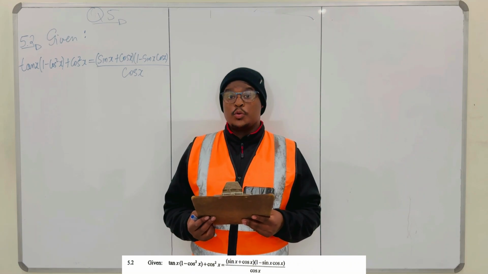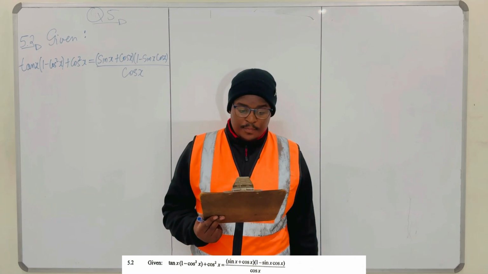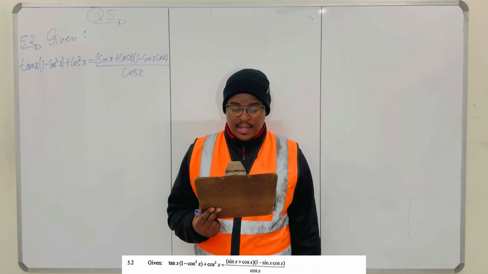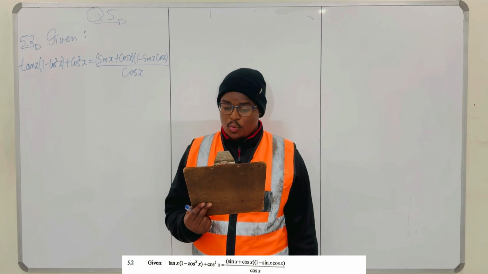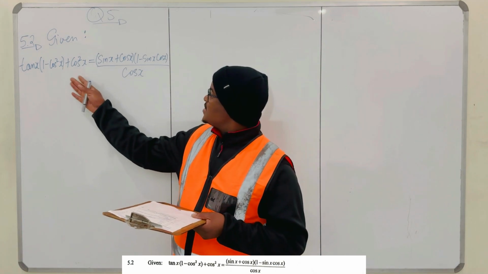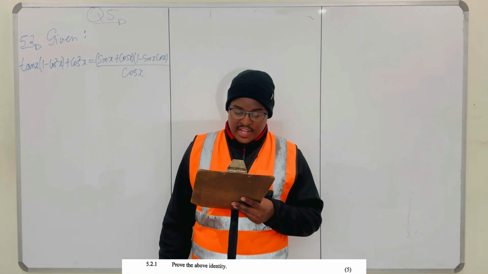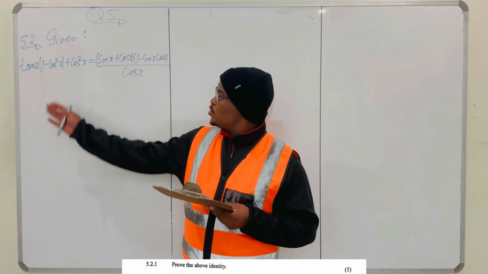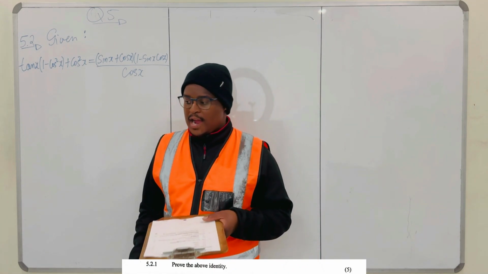Okay, so now we're doing 5.2. 5.2 reads as follows. Given that tan x times 1 minus cos squared x plus cos squared x is equal to sine x plus cos x times 1 minus sine x cos x all over cos x. So we're given this thing that you can see here. So at 5.2.1, they want you to prove the identity. So they want you to prove that this side is equal to that side. No problem.